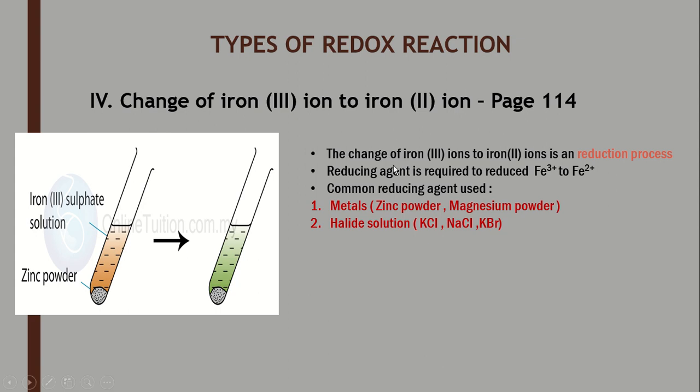Okay, another reducing agent can be used is halide solution. Okay, ingat halide. So bila halide dia dalam bentuk garam ataupun compound. So contohnya potassium chloride. So dalam ni ada halogen, itu chloride. Okay, sodium chloride pun ada chlorine, ada chloride. Potassium bromide, ada bromine. Okay, this one you have to memorize lah.